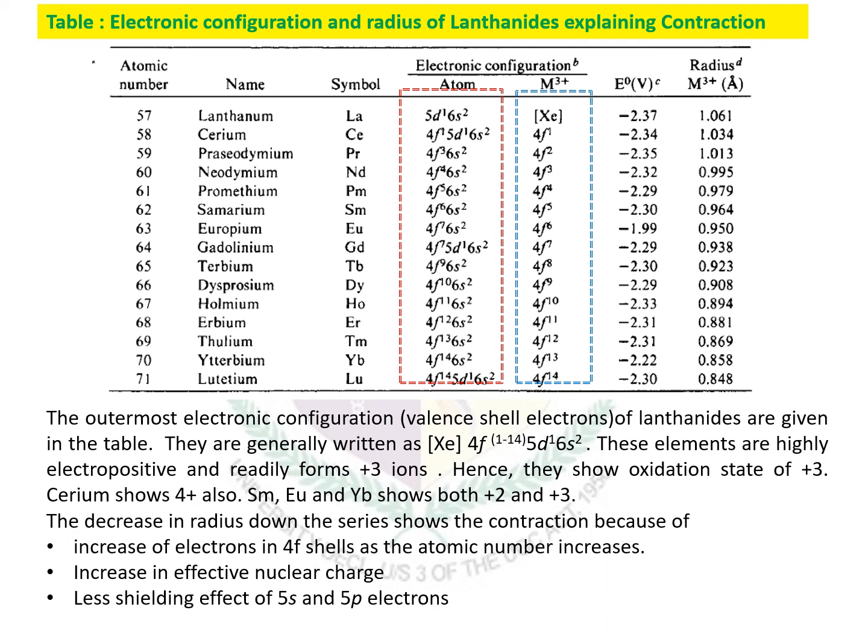Now the decrease in radius down the series shows the contraction because, as we said earlier, of the increase of electrons in the 4f shell as the atomic number increases. Secondly, because of the increase in the effective nuclear charge over the 4f electrons, and ultimately because of the less shielding effect of 5s and 5p electrons.